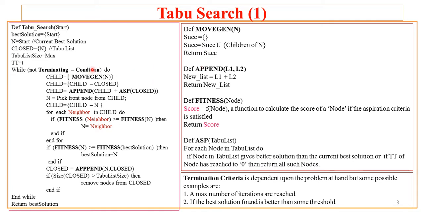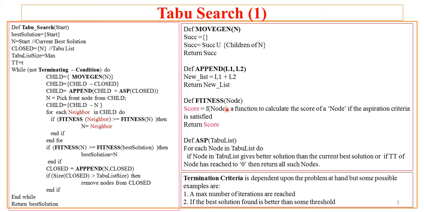Now let us try to understand the moveGen function. The moveGen function is very simple. It returns the child or children of n. It maintains a successor list, and in that successor list the children of n are added, and that is returned to the tabu search algorithm. Now how does append work? It takes two lists, L1 and L2, appends them and returns the new list, which is nothing but the combination of these two lists.